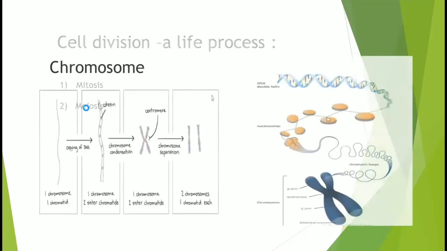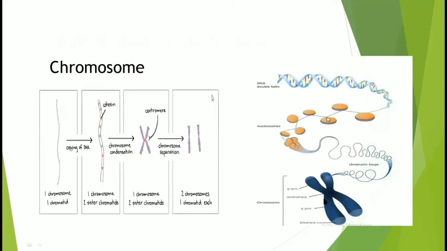Chromosomes. This is the structure of a chromosome in your textbook. Here you see a single chromosome, that is the chromatid, which is a copy of the DNA. The chromatids are connected by the centromere. This is your centromere. This is a single chromosome stage, and in your textbook it is shown as an X-like structure.